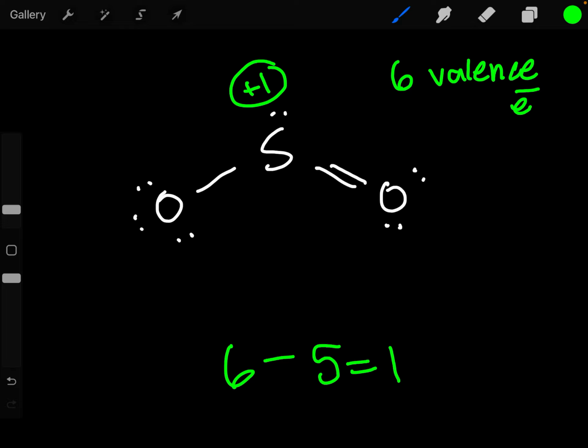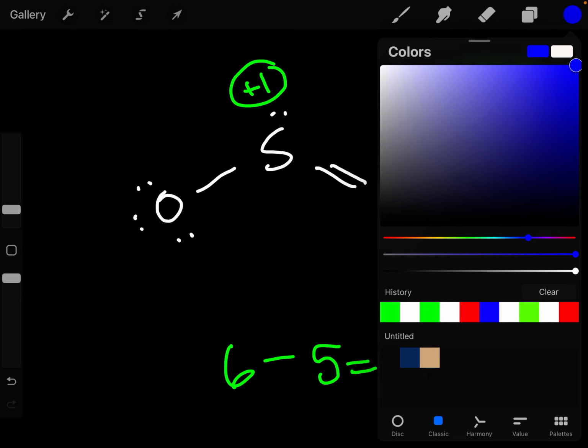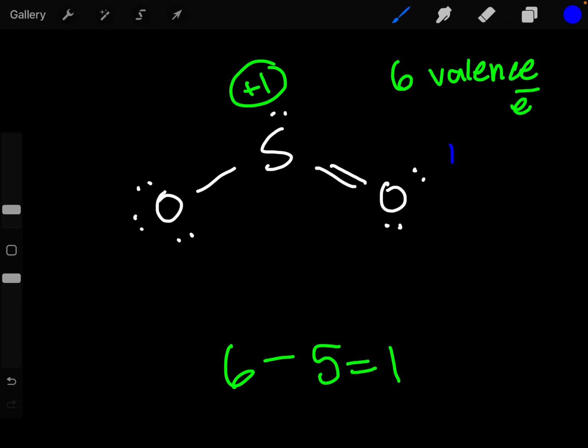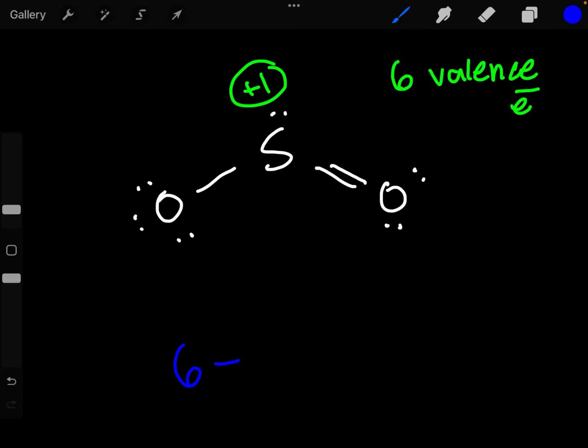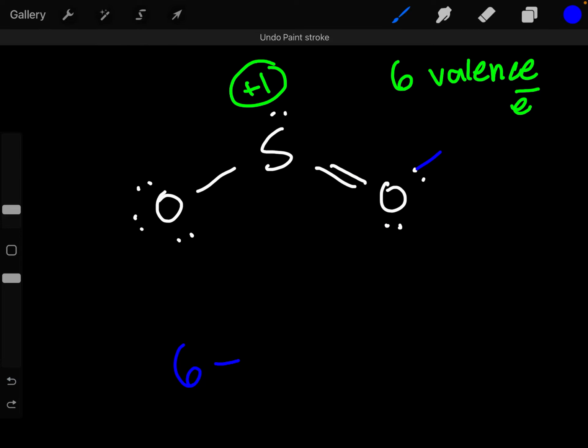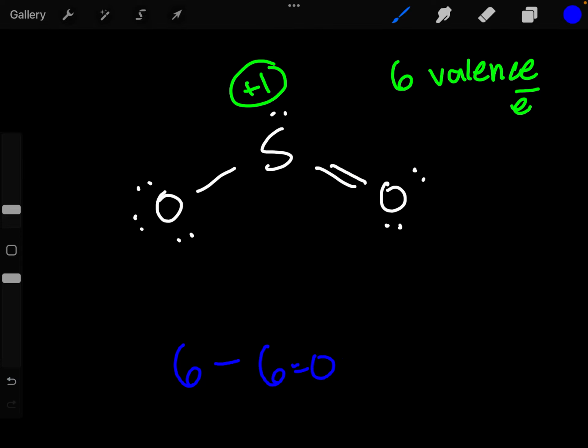But that's not all, because if that was all, then sulfur would be a positive ion. Let's also find the formal charges of oxygen. This oxygen, by the way. Oxygen also has 6 valence electrons, surprisingly. So we have 6 minus, now let's count the stuff around it: 1, 2, 3, 4, 5, 6. 6 minus 6 equals 0. So oxygen does not have a formal charge.